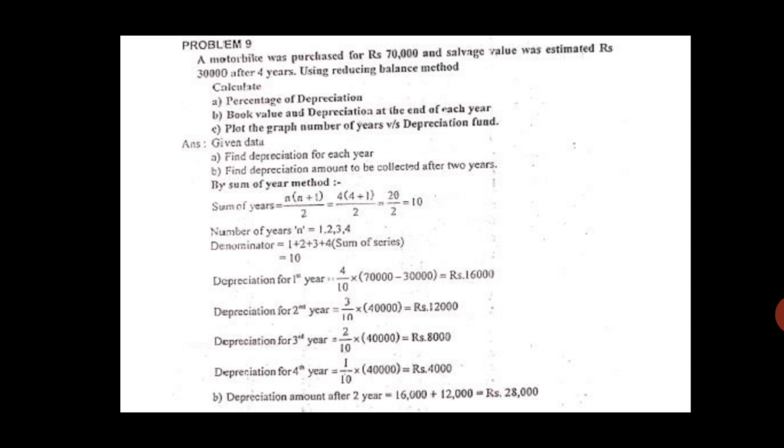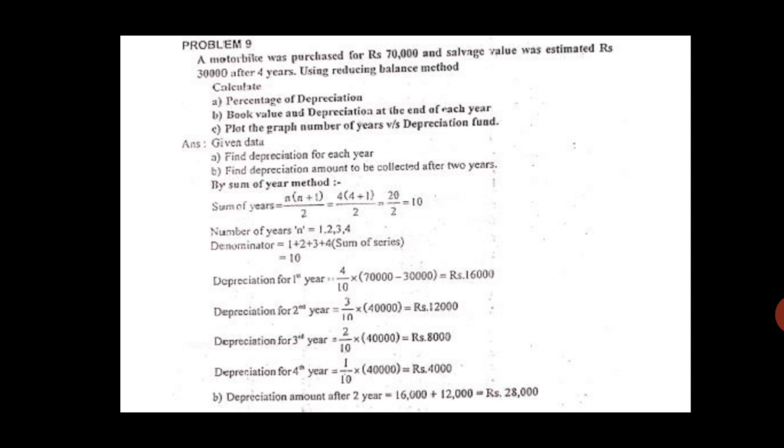So the denominator will become 10: 1 plus 2 plus 3 plus 4. That is the sum of the years. So 4 years means 4 plus 3 is 7, plus 2 is 9, plus 1 is 10. So simple it is. Now you can see depreciation for the first year when you are calculating.